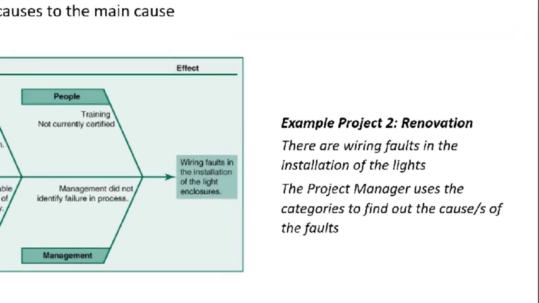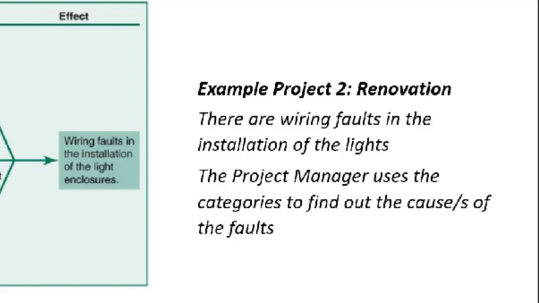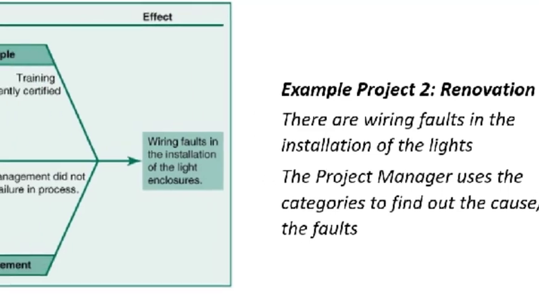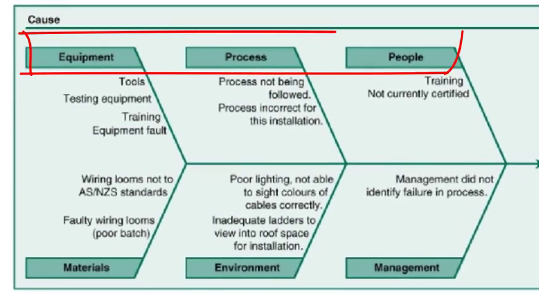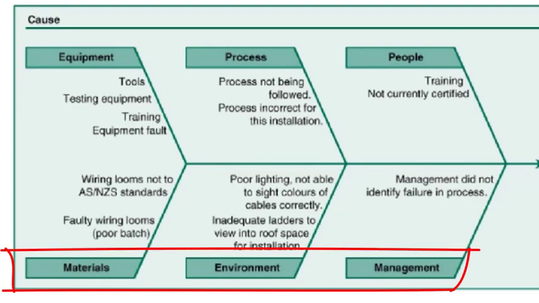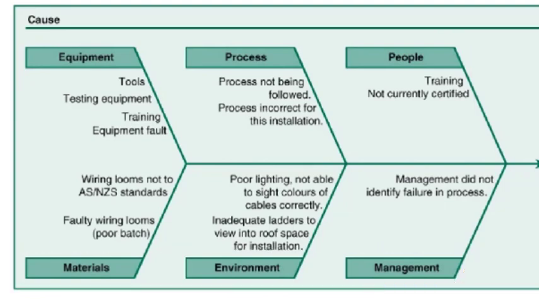So here we have an example of a renovation project, and there are wiring faults in the installation of the lights. The project manager uses some categories to find out the causes of the faults. So the categories shown here are equipment, process and people across the top, materials, environment, management down the bottom. So the project manager and the project team have identified some possible causes.